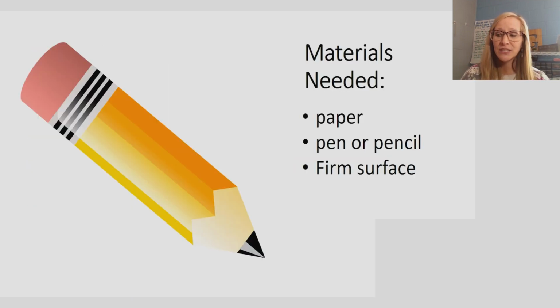Today we will be reading a chapter from a book about the Berlin Wall. Before we get started, to participate fully in our lesson, you will need paper, a pen or pencil, and a firm surface to write on. I will take a minute while you pause to get your supplies. Okay, let's begin.